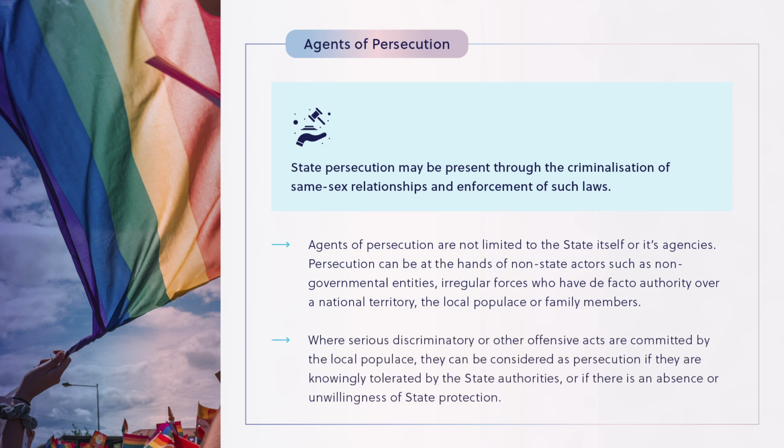Where serious discriminatory or other offensive acts are committed by the local populace, they can be considered as persecution if they are knowingly tolerated by the state authorities or if there's an absence or unwillingness of state protection.